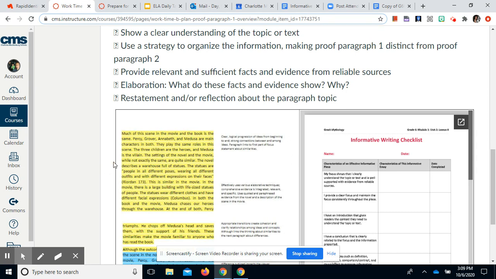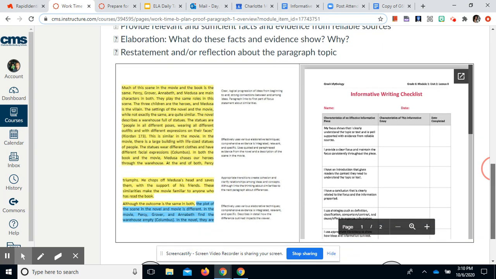So within both of these proof paragraphs, you need to give evidence from the book, and then it would be noted with Riordan and a page number in parentheses to cite the book, and then also evidence from the movie, which would be noted with parentheses with Columbus inside, because Columbus was the director of the movie. So you are expected to cite sources and provide that evidence within both paragraphs about the similarity and the differences.